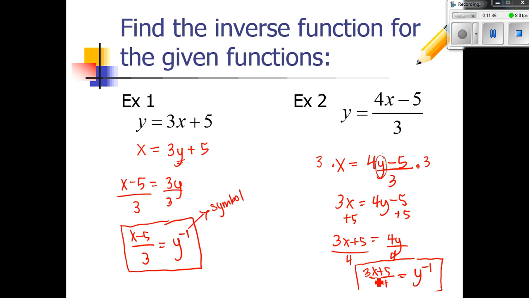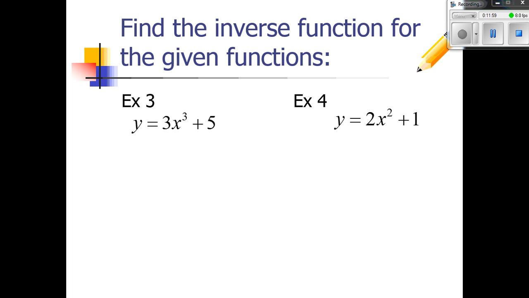Again, this would be a function because it is a line. Okay, so knowing a little bit about the original function will help you determine if the inverse is actually a function or not. Okay, we got example number 3. y equals 3x cubed plus 5. Go ahead and exchange your x's and y's.